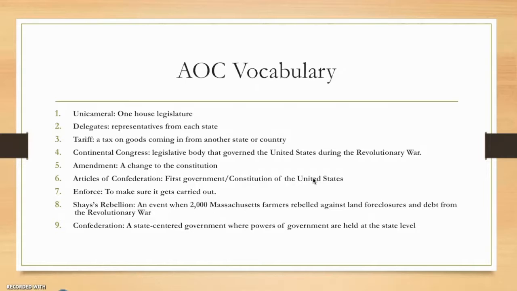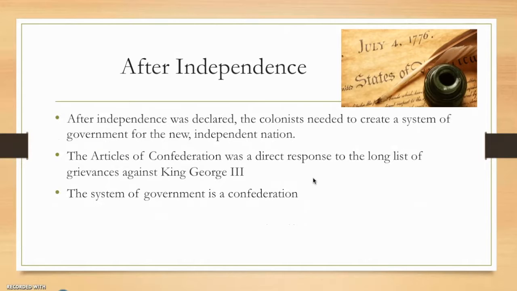Here's the vocabulary which will be discussed during the PowerPoint. Alright, so after we declared the Declaration of Independence, colonists needed to create a system of government for our new independent nation, because we all know that the Declaration of Independence was not a government, so they needed to create one. The Articles of Confederation was a direct response to the long list of grievances against King George III. This system of government is called a confederation, and that's where all the power goes to the states.